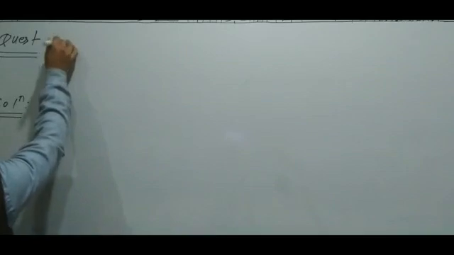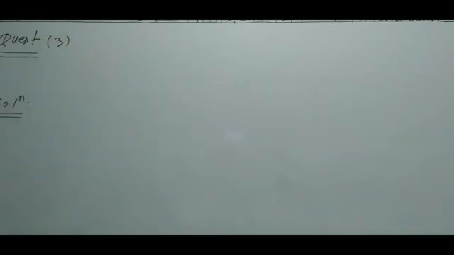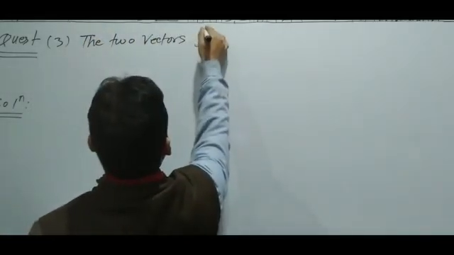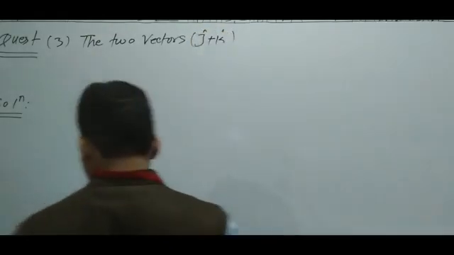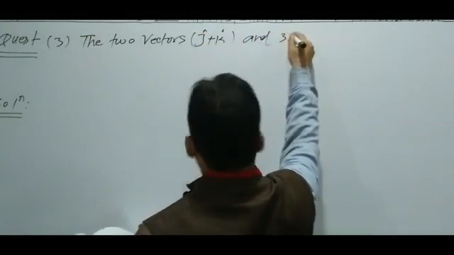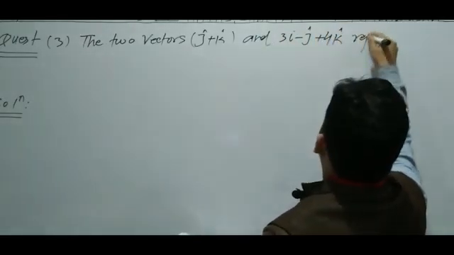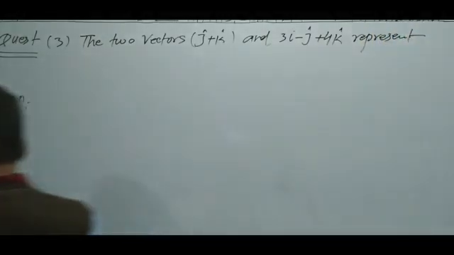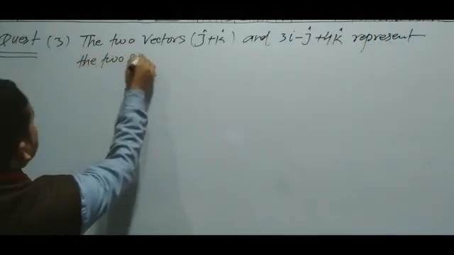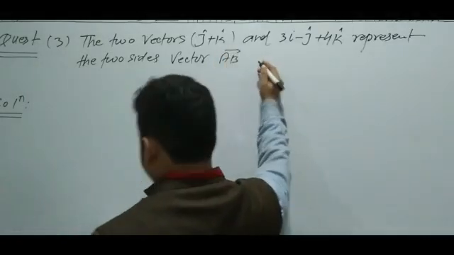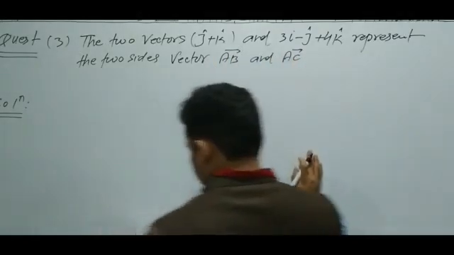The two vectors j plus k and 3i minus j plus 4k represent the two sides, vector AB and vector AC, respectively.